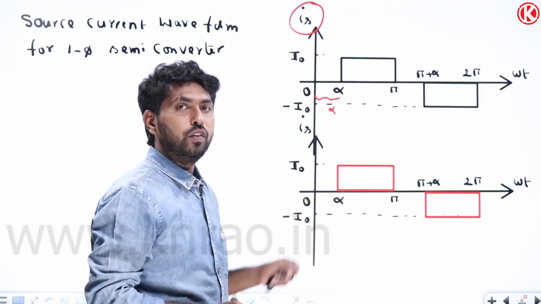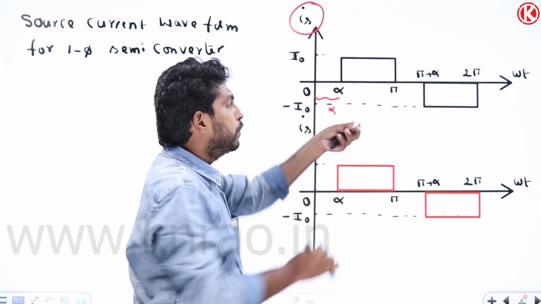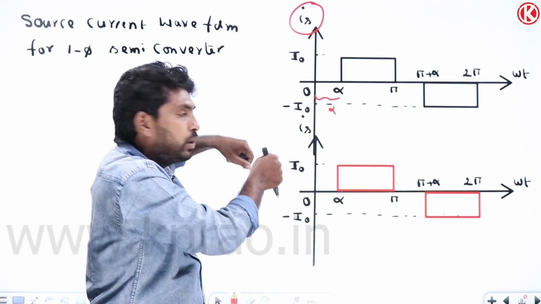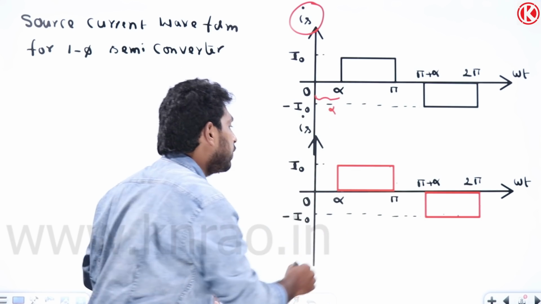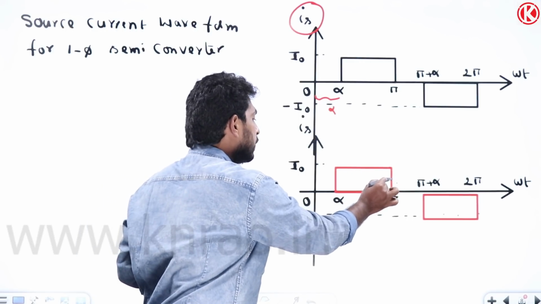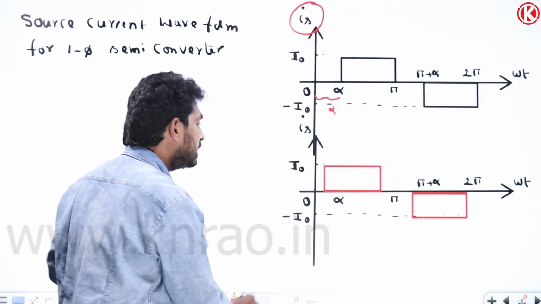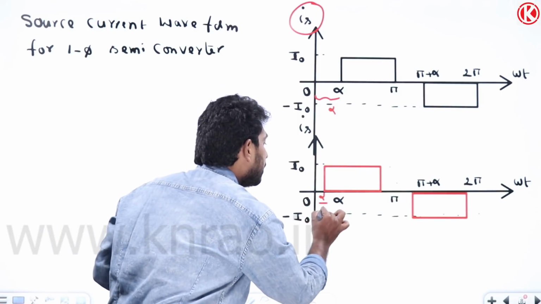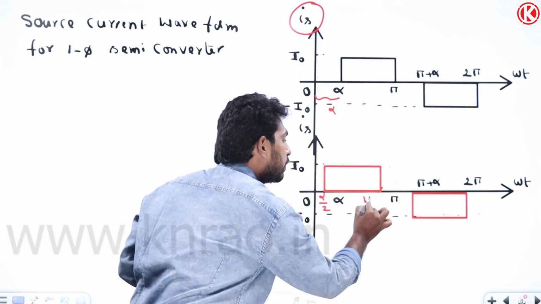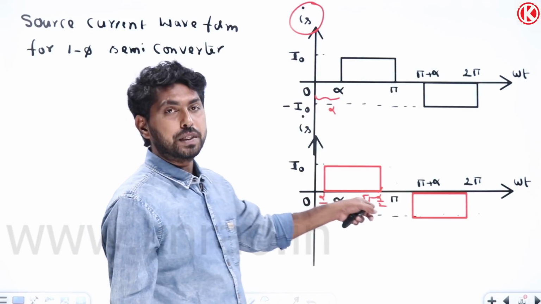How can we shift? This gap is alpha. To make the symmetry, this waveform should be shifted in this direction. So we have to pull this waveform by alpha by 2. Let me pull this waveform by alpha by 2. So I have shifted this waveform. Now this is the known form. So it will be alpha by 2 and pi minus alpha by 2.